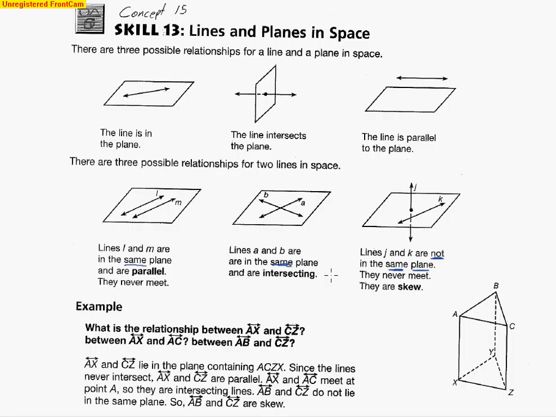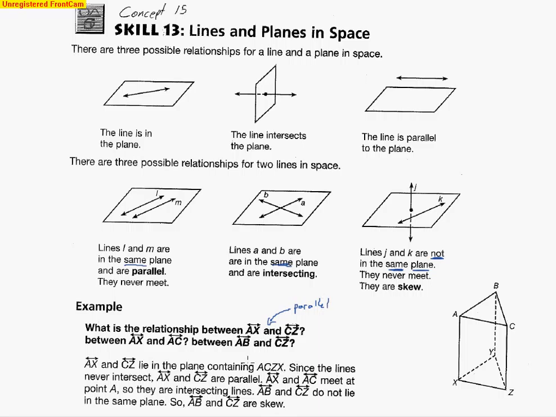So let's take a look at an example here. What we want to do is name the relationship between these two lines. If we're dealing with two lines, our answer is either going to be parallel, intersecting, or skew. So AX, A to X, and CZ. We're talking about this line and this line. We see that these two lines are on the same plane that contains ACZX. Since they don't meet but they're in the same plane, we say that they're parallel.